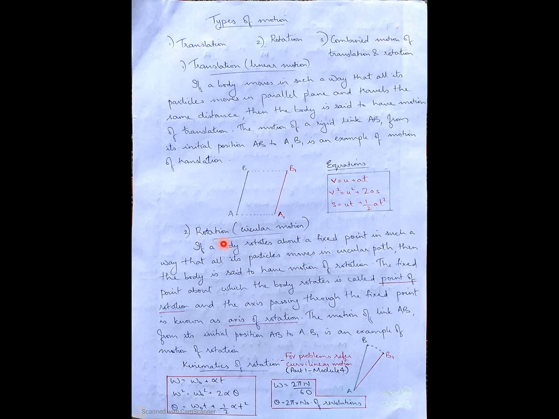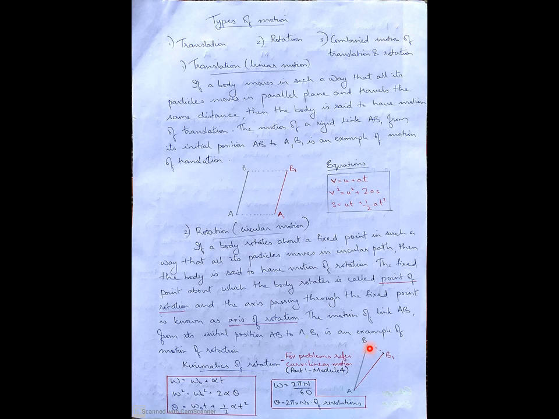Now the second type of motion is rotation or circular motion. If a body rotates about a fixed point in such a way that all its particles move in circular paths, then the body is said to have motion of rotation. That is, if it is moving in a circular motion, then it is motion of rotation. Now, the fixed point about which the body rotates is called the point of rotation, and the axis passing through the fixed point is known as the axis of rotation. So there are two more terms, point of rotation and axis of rotation.